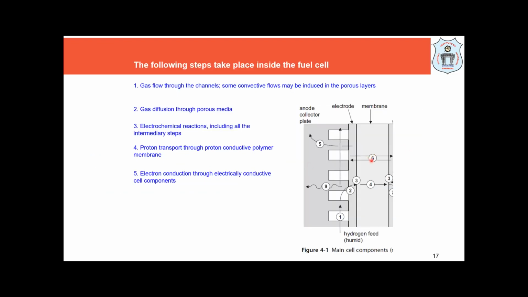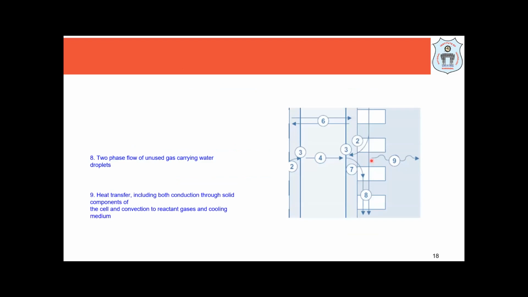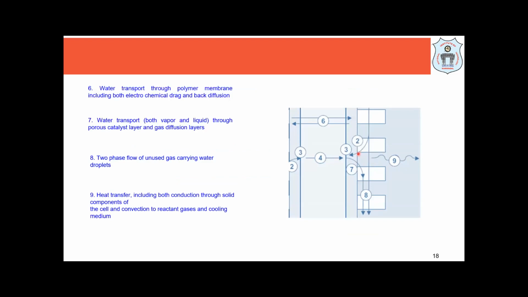What is the sixth step? There will be water transport through the polymer membrane, including both electro-osmotic drag and back diffusion, because initially the water formed will go and saturate the membrane, right? So there is diffusion of water taking place. And what about 7? 7 is the product water formed leaving the system. So 7 is water transport through the porous catalyst and the gas diffusion layer as the product going out.